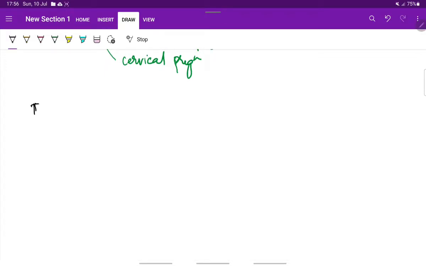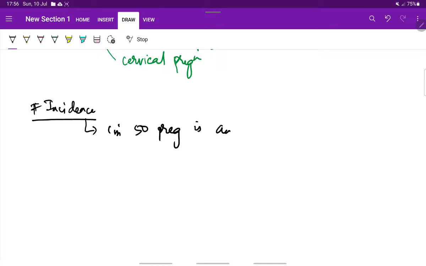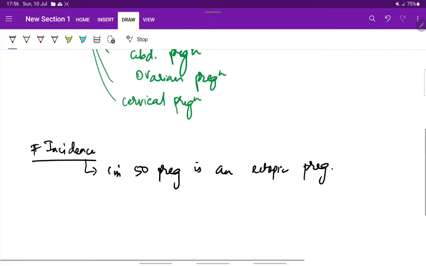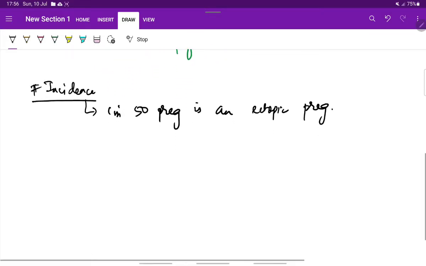Now the incidence. One in 50 pregnancies is an ectopic pregnancy, out of which, as we have already seen, tubal pregnancy is most common.